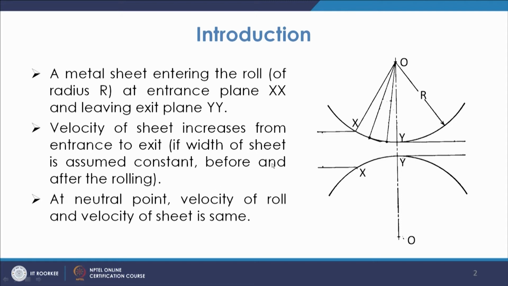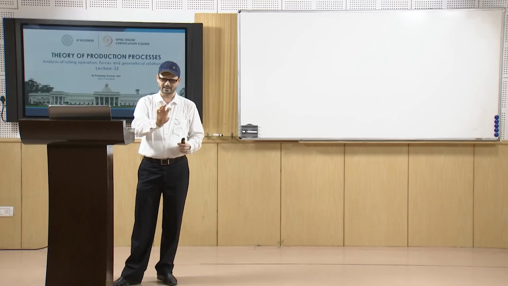Now, in this case what we see is that the rolls are moving in this direction here, this is the direction of the movement of the roll. The top roll is moving like this, and the bottom roll is moving like this. Basically that helps in getting the strip fed in. So this way it is moving.